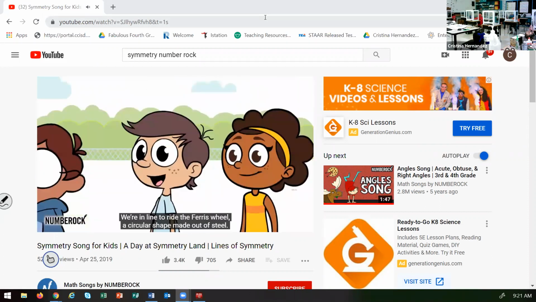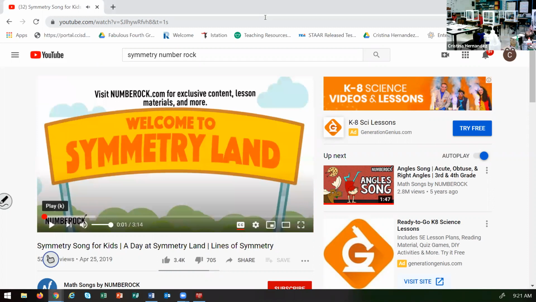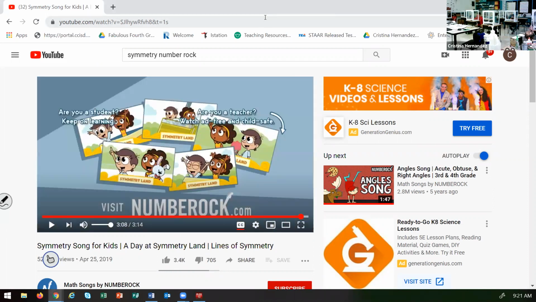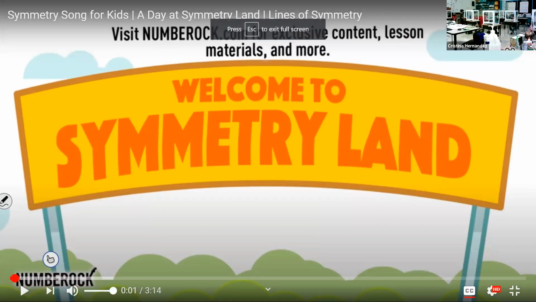We're in line to ride the Ferris. What? There's one on the name tag right here. Why couldn't you have just taken the job? I wish I would have now that I'm doing it.